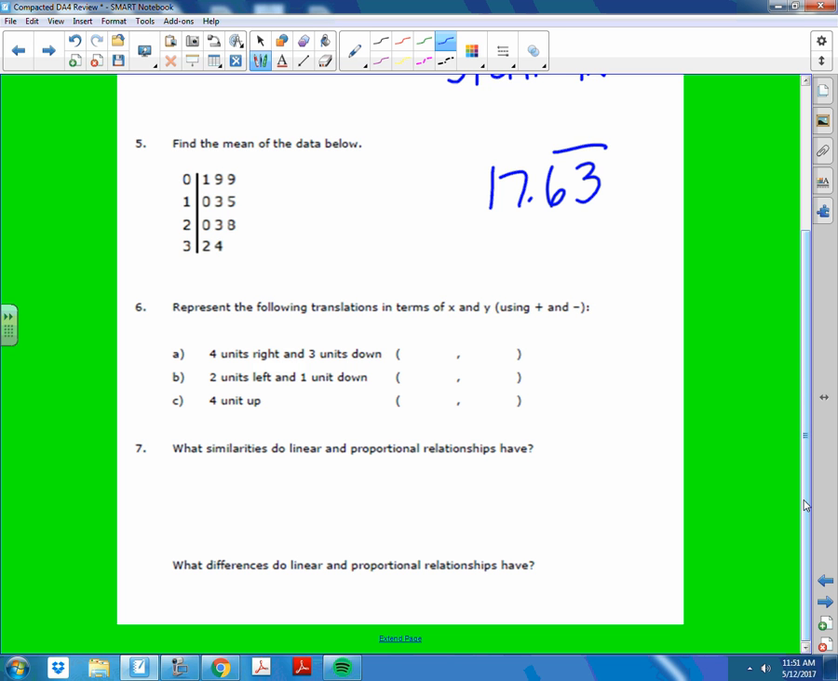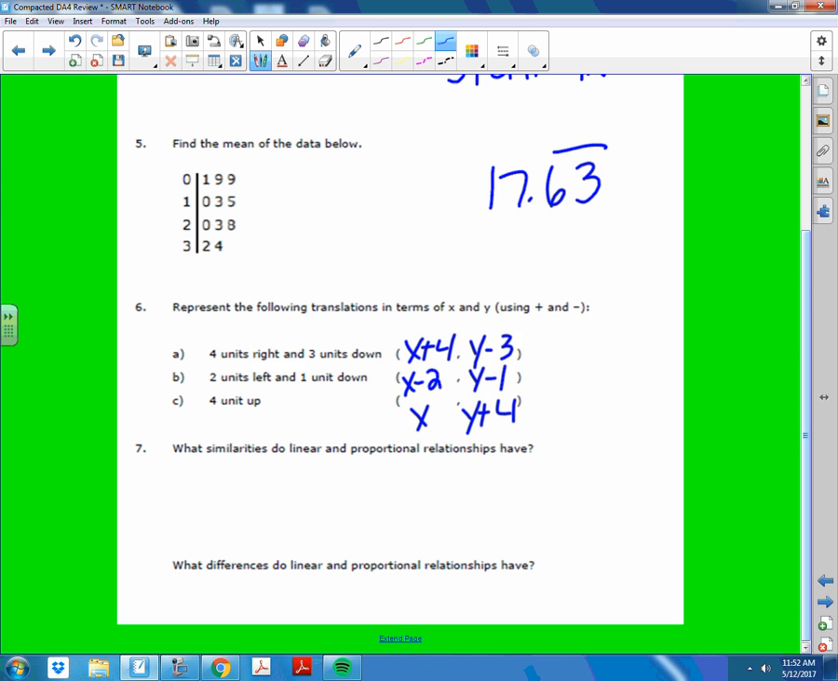Thank you. So, x plus 4, y minus 3, x minus 2, y minus 1, x, y plus 4. Any questions on those? Labib? What if you do 4 plus x? Will still be right. Yeah, but you'll never see it that way on a test. On a multiple choice test, you'll never see the number first. But yeah, mathematically it's the same.